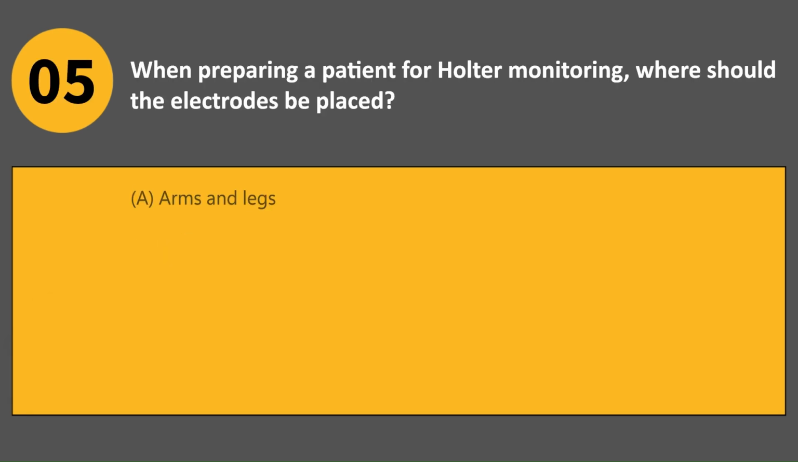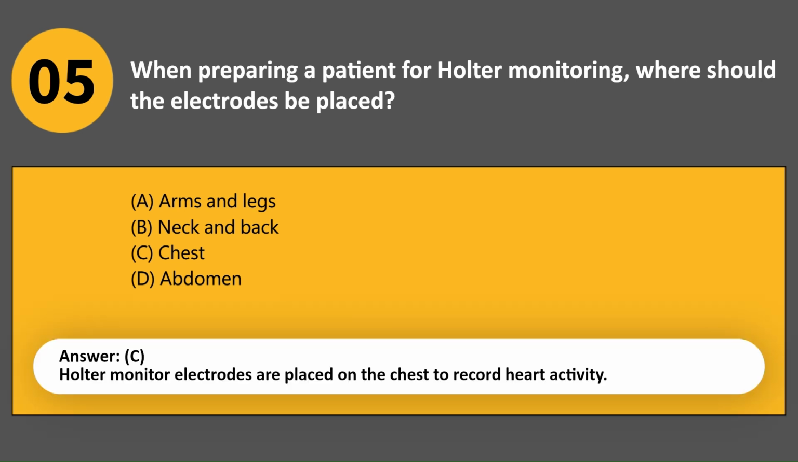When preparing a patient for Holter monitoring, where should the electrodes be placed? A. Arms and legs. B. Neck and back. C. Chest. D. Abdomen. Answer, C. Holter monitor electrodes are placed on the chest to record heart activity.